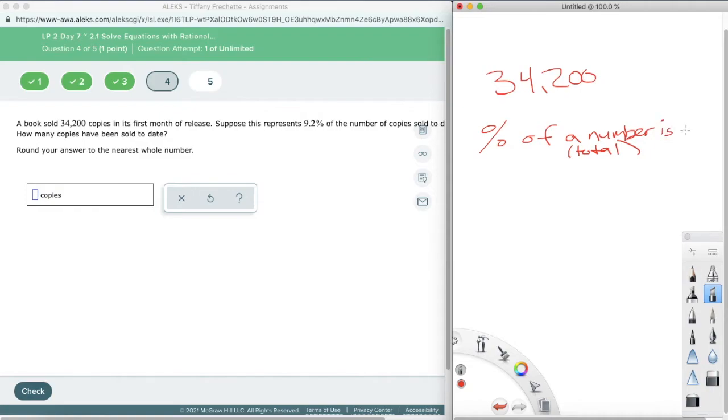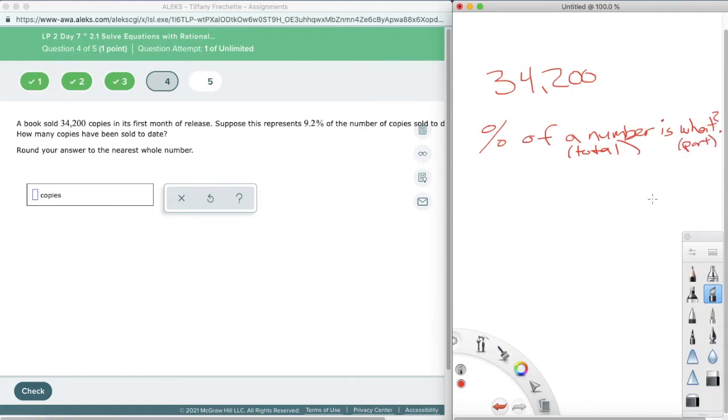Is, and I like to say part, or you can say is what. So actually I'll change that. Is what, and that's kind of a question we can ask, and this is the part.